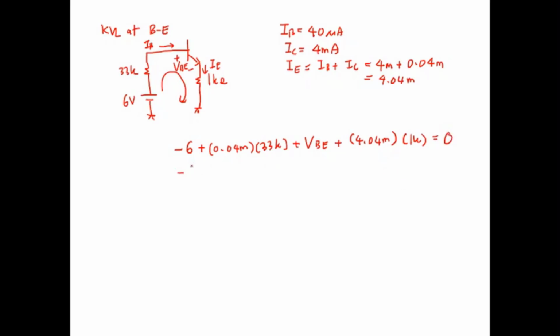So you can calculate every term here. 33 times 0.04 gives 1.32, plus VBE, plus 4.04, equal to 0. So VBE is equal to 6 minus 1.32 minus 4.04. You get 0.64 volt. So this is the answer for VBE.